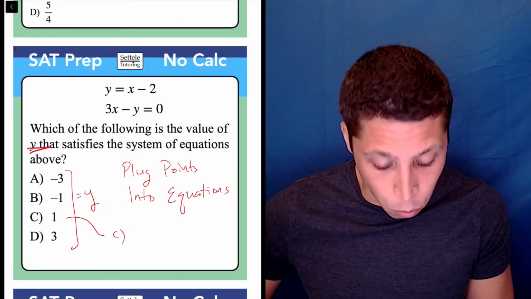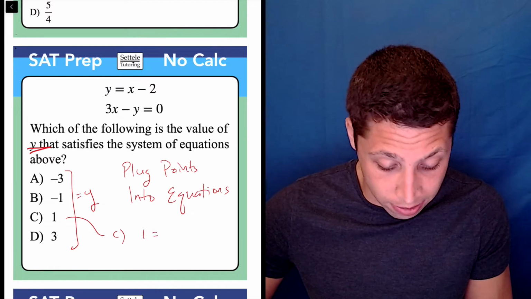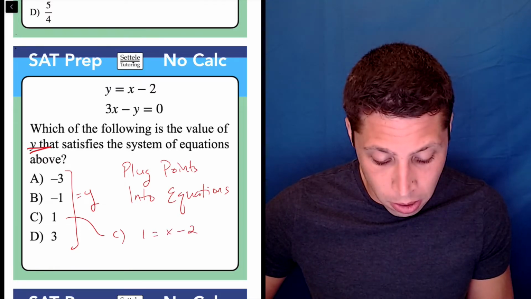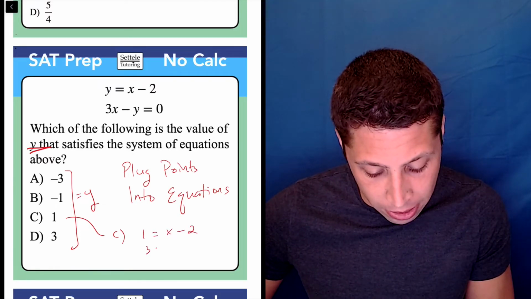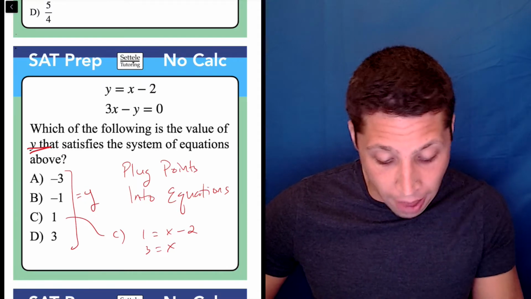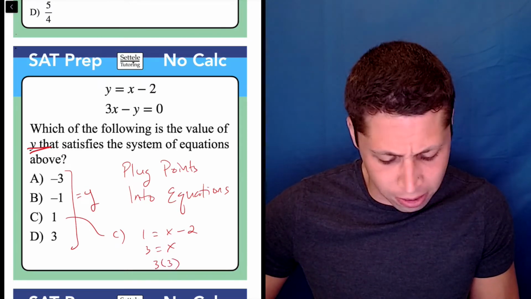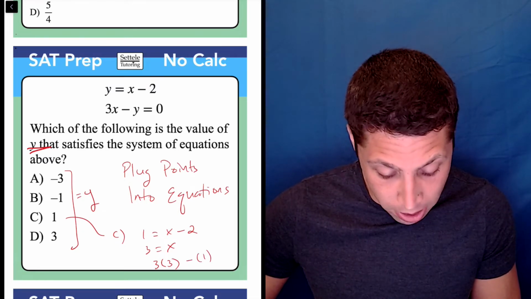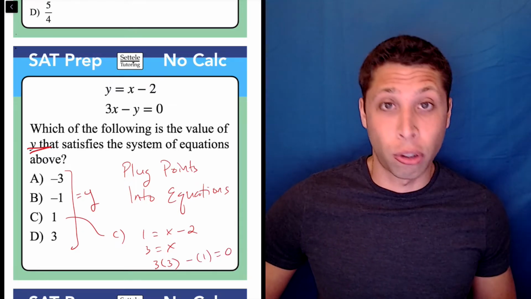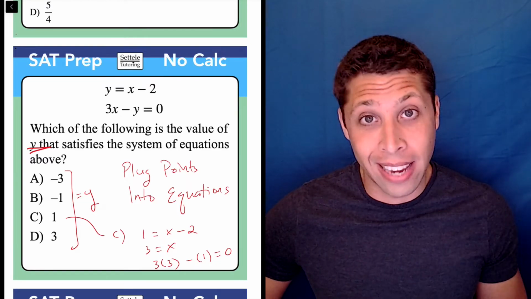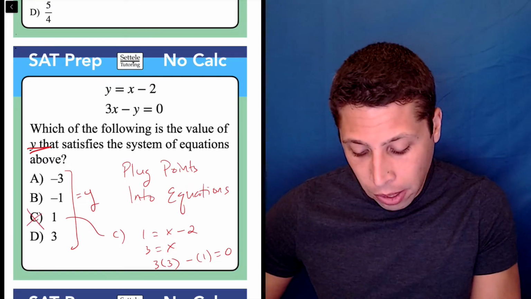So, right, if I just chose something lazy, I would probably choose choice C first. I would put that in for y in the top equation, so 1 is equal to x minus 2. Add 2 to both sides. That would mean that 3 is equal to x. And then I would test that in this other equation. So 3 times 3, minus 1 is equal to 0, and that's just not true. 3 times 3 is 9, minus 1 is 8, not 0. So that would get rid of this choice.